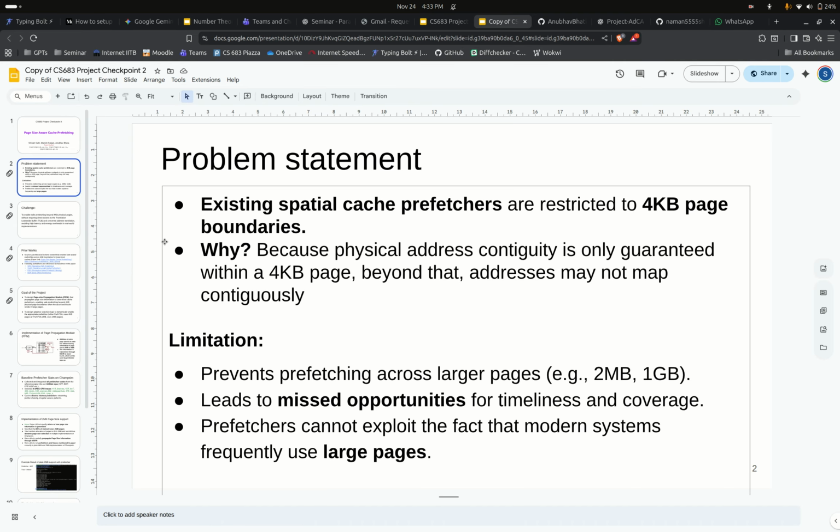Problem statement: we know that existing spatial prefetchers are restricted to 4 KB boundaries because that guarantees physical address contiguity. The problem is that modern systems frequently use large pages like 2 MB and 1 GB. So because of the 4 KB boundary, we miss the opportunity for timeliness and coverage.